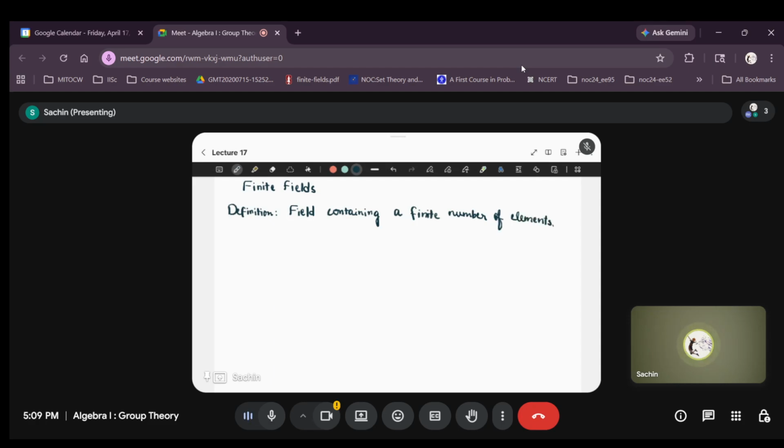A similar definition is applied to groups and rings also. A finite group is simply a group with a finite number of elements in the set. So a group has a set and an operation, right? So if the set has a finite number of elements, then the group is also called a finite group. Similarly, R has a set and two operations, plus and times. If the set R is finite, then we say the ring R is also finite.